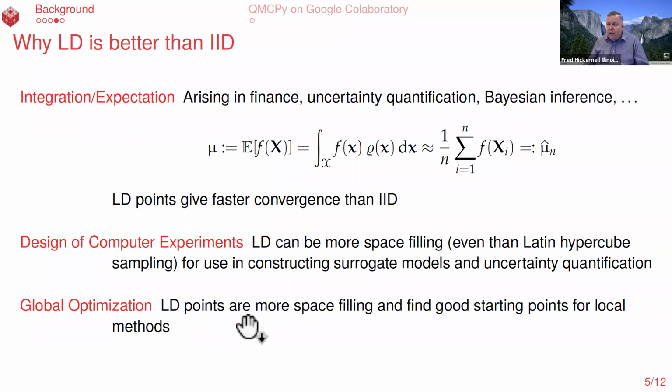If you're doing a global optimization problem and you're wondering where to start, you may want to sample the area of interest with low discrepancy points and then use local methods to hone in on those places where you suspect that the optimum may be. So I'm going to focus on the integration problem, even though they're used in other cases. The theory is more developed, I would say, for the integration problem, and there are some interesting theoretical questions about these other problems as well.